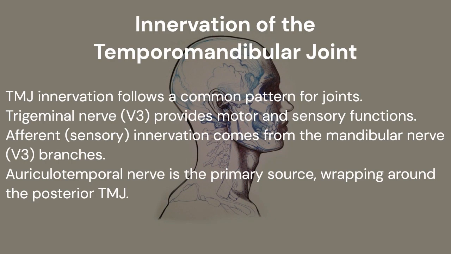As with all joints, the TMJ is innervated by the same nerve that provides motor and sensory innervation to the muscles that control it. Branches of the mandibular nerve, V3, provide the afferent innervation. Most innervation is provided by the auriculotemporal nerve as it leaves the mandibular nerve behind the joint and ascends laterally and superior to wrap around the posterior region of the joint. Additional innervation is provided by the deep temporal and masseteric nerves.